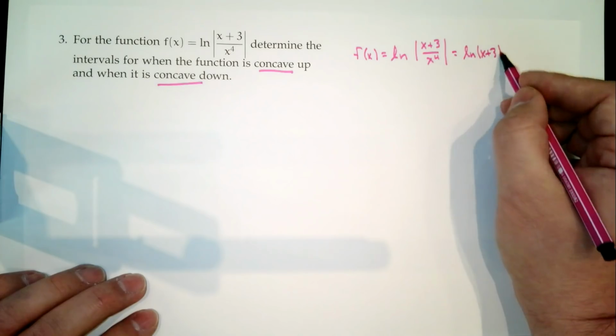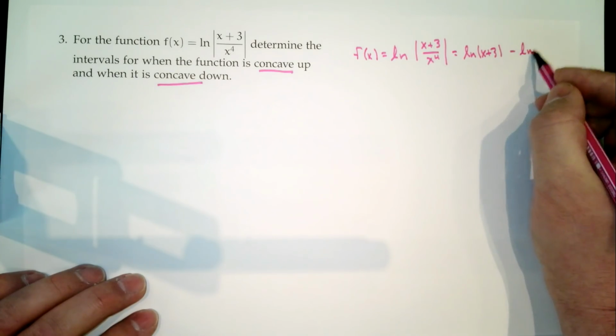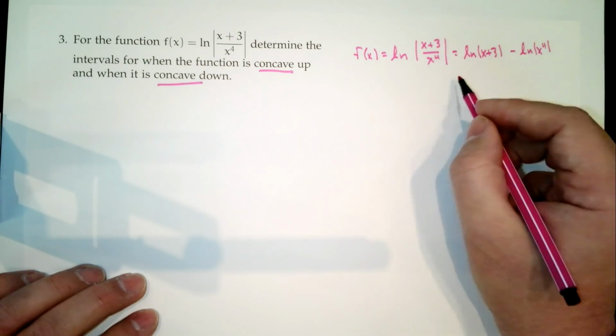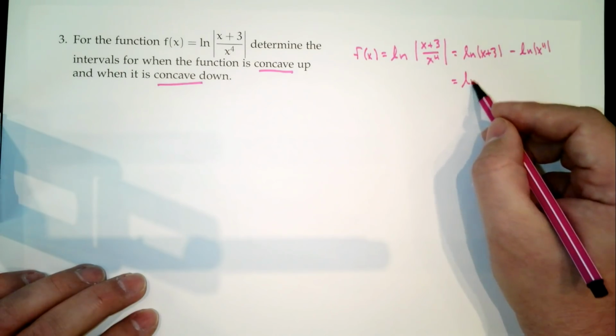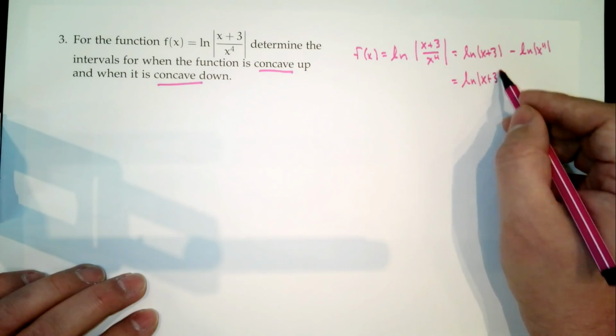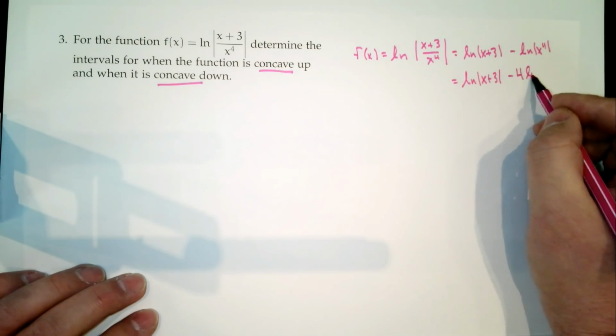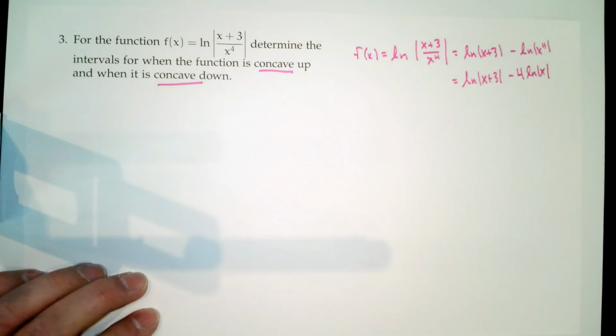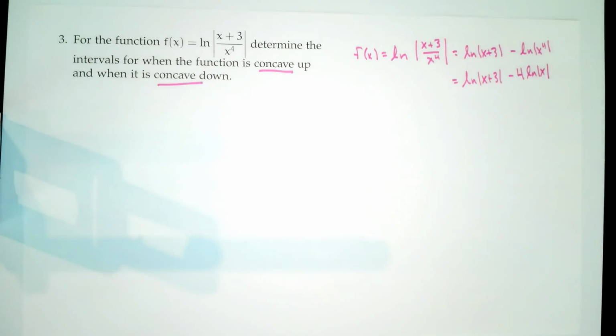So I can write it as log of x plus 3 minus log of x to the fourth. But I can go one step further and say this is really log of x plus 3 minus 4 log x. And in this case, now it's going to be much easier to take the derivative. There's no quotient rule involved. It's very straightforward. So let's go ahead and do that.